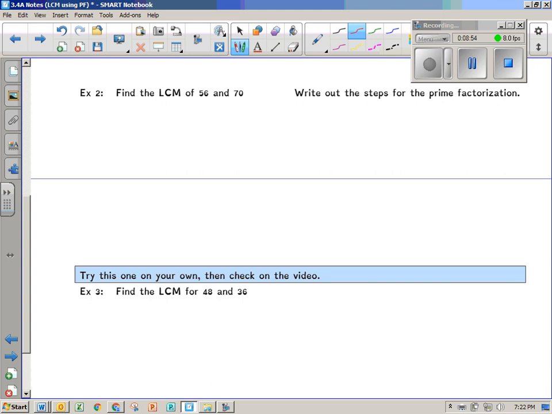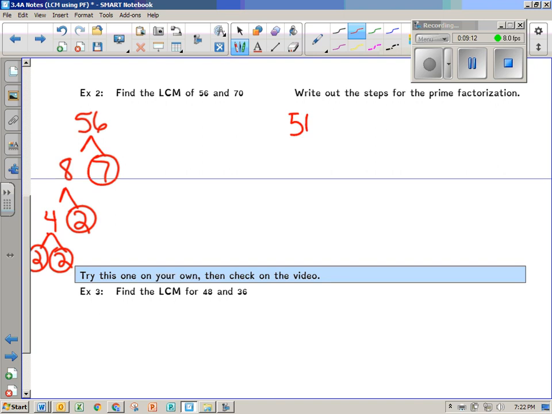So for 56 and 70, let's work it out. 56, let's see, we could start with 8 and 7. 7's prime. 8 would be 4 times 2. 2 is prime. And we'll break down the 4. So I'm going to come over here to the side and write out 56 is equal to 1, 2, 3, 2 to the 3rd times 7.